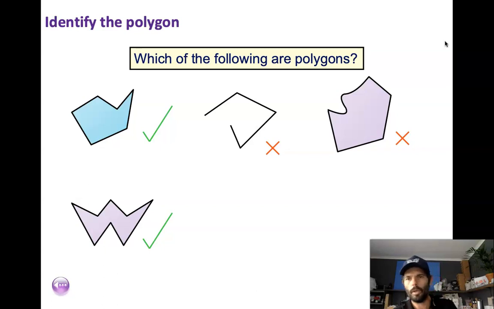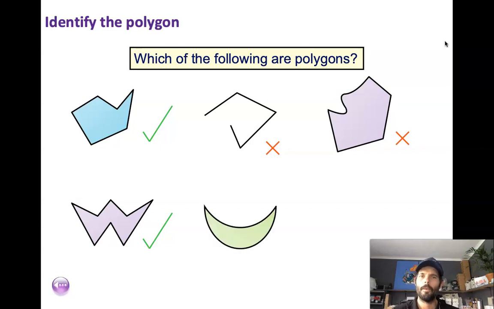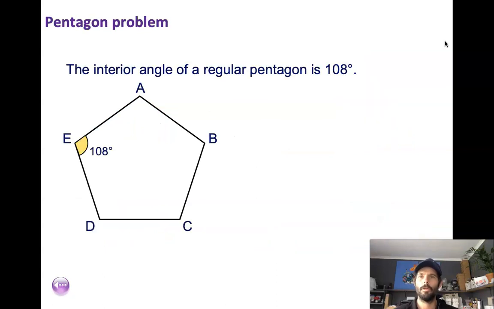Okay, and if it's more than 9, then you should be able to tell what shape it is. Is that a polygon? No, it's not, because it does not have straight sides. And the last one, it is a polygon because it has straight sides. Okay. All right. So there's just some differences between what makes polygons and what doesn't.